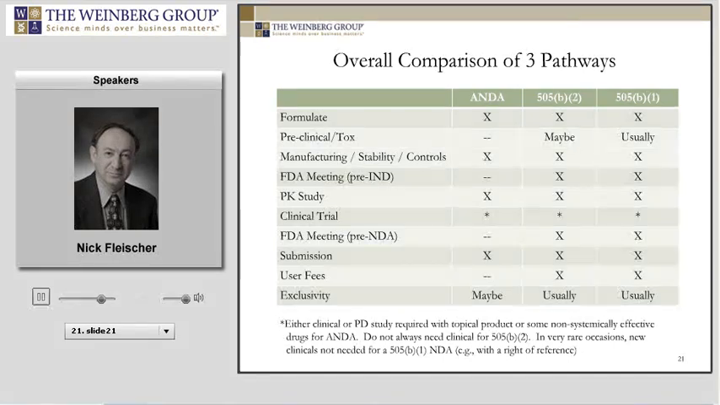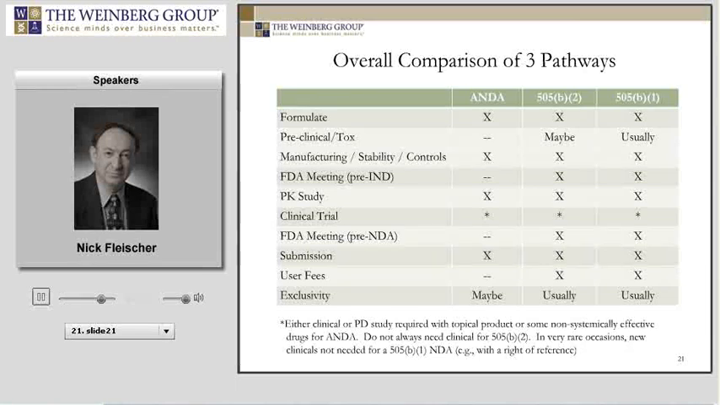The submission, obviously putting the application together, is very similar in all three situations. Obviously, the volume would be different, but as far as what goes into it, pretty much the same. User fees for 505(b)(1) definitely, for 505(b)(2) most likely there will be user fees, and at least for the present time, we still don't have user fees for ANDAs. However, that may be changing shortly also.